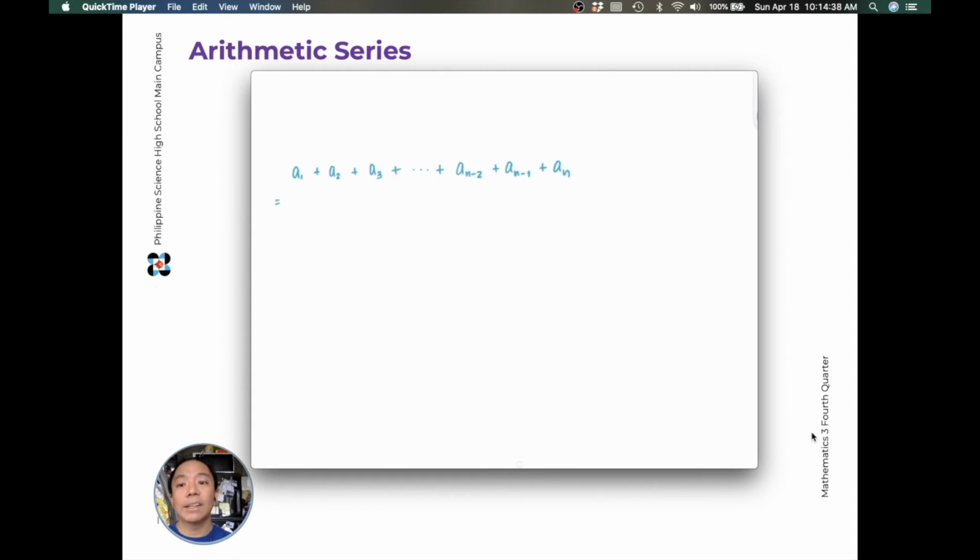And then I will rewrite each term to reflect na para umabot tayong second term, nag-add tayo ng common difference. To umabot ng third term, nag-add tayo ng common difference 2 times. And so on. To get to the second to the last term, nag-add tayo ng n minus 2 times ng common difference sa first term. The second to the last term is a sub 1 plus n minus 2 times d. And the last term is the first term plus n minus 1 times natin i-add yung common difference. So, I hope we follow this.